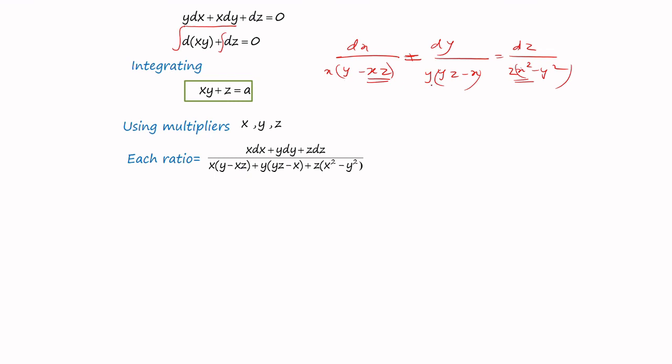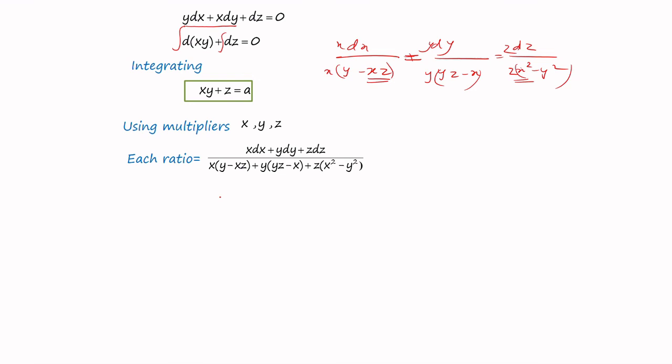And the remaining terms, y squared z is there, y squared z is there, and here x squared z, x squared z, all the terms get cancelled. So you have to use the multipliers x, y, z. Each ratio will be equal to x dx plus y dy plus z dz, divided by x into y minus xz plus y into yz minus x plus z into x squared minus y squared.